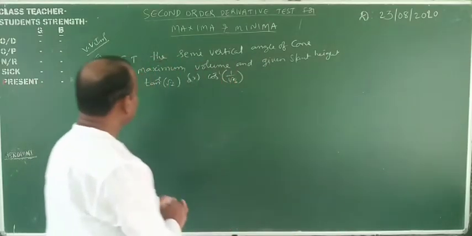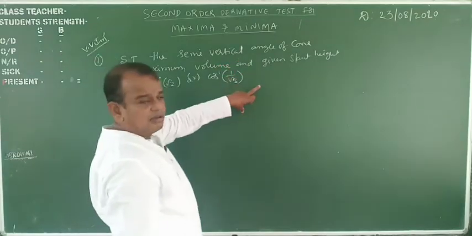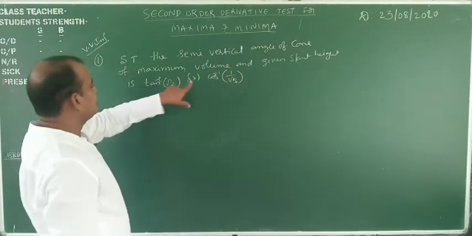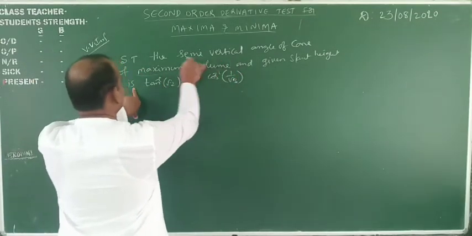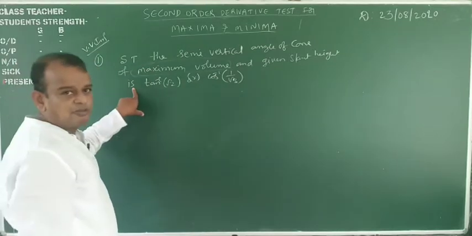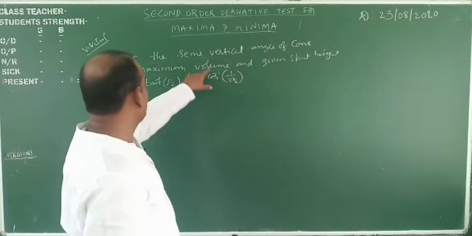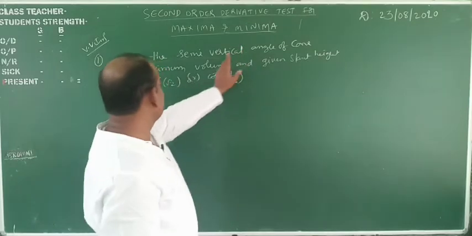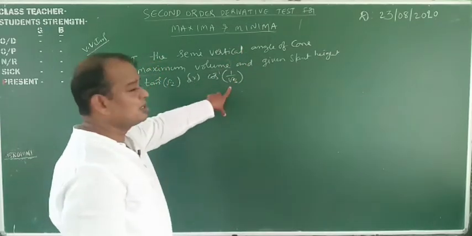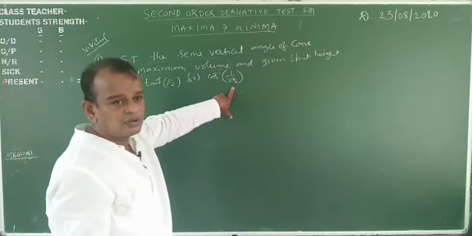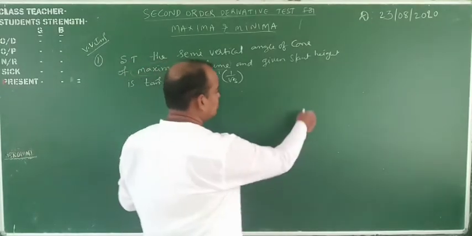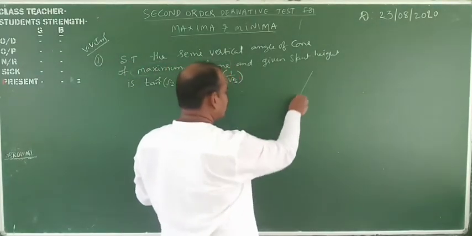The problem: show that the semi-vertical angle of the cone of maximum volume, where the slant height is given, is as follows. Whenever the volume is maximum, the semi-vertical angle is tan inverse of root 2, or cos inverse of 1 by root 3. The cone is given clearly. I have discussed the cone.